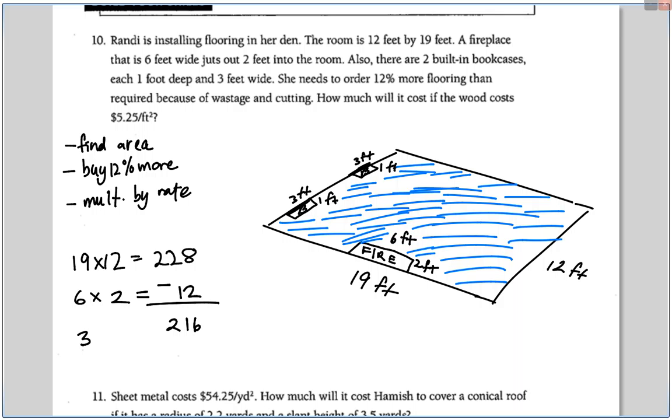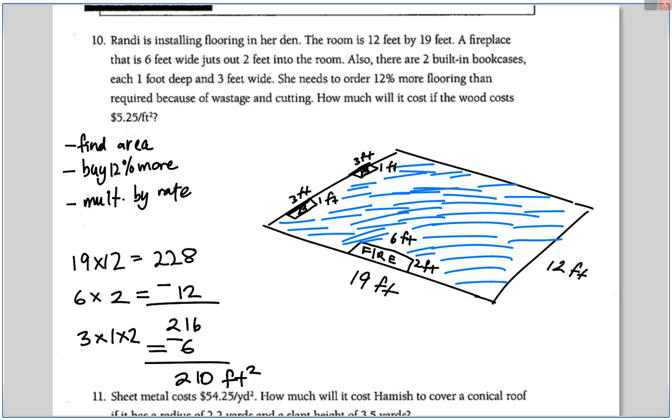And then the bookcases are 3 by 1, which is 3. And there's 2 of them, so times by 2. 3 times 1 times 2 is 6. So subtract 6 and you get 210. So it's 210 square feet.